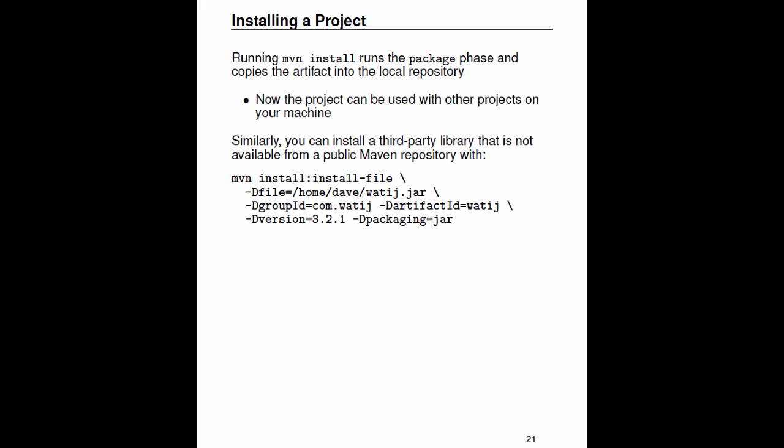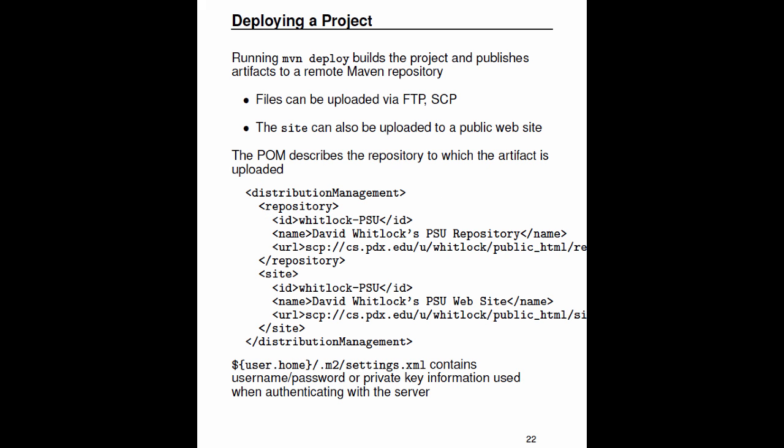There's another goal in the install plugin that will take some other artifact, not one generated by a Maven project, and stick it in the local repository. And here again, this is where, let's say you've got a commercial jar that's not available in a repository out on the internet. Instead, you need to put it in your local repository so you can build. This is how you can do it.